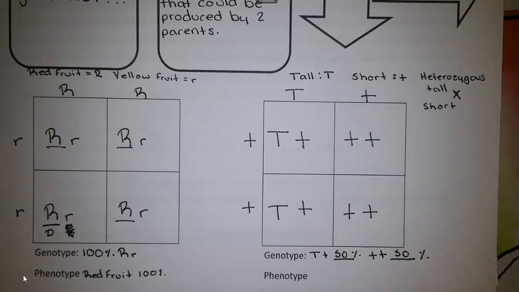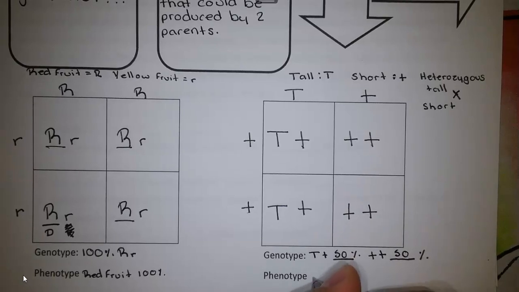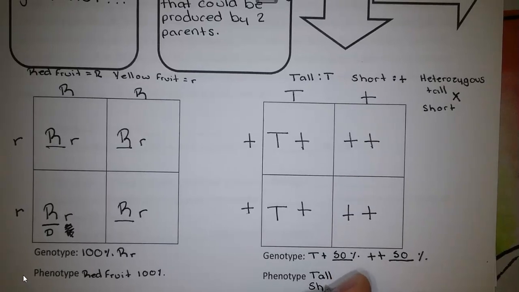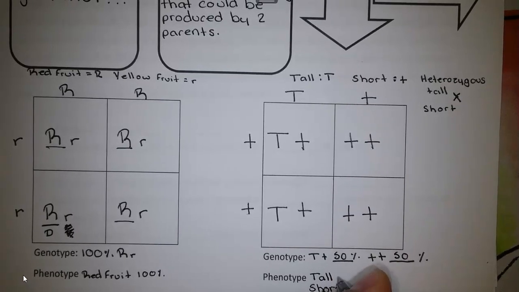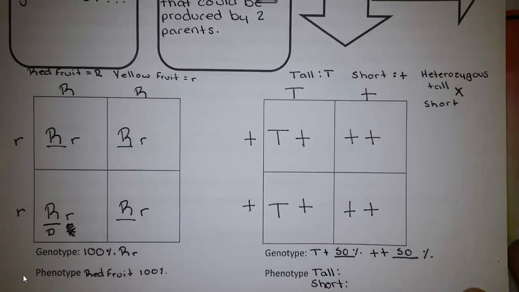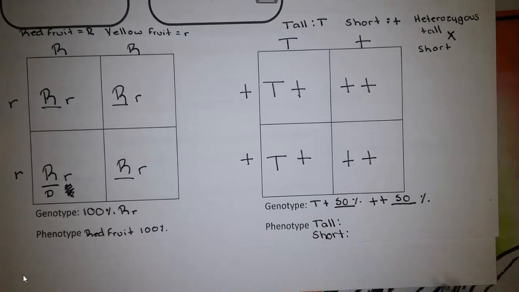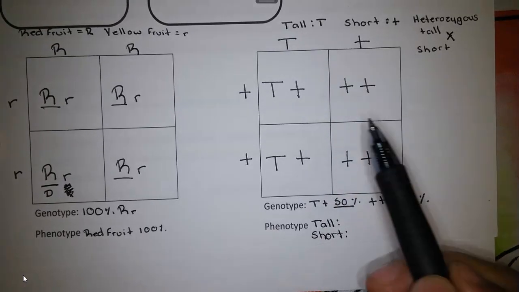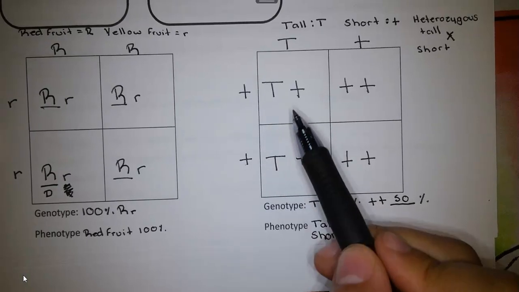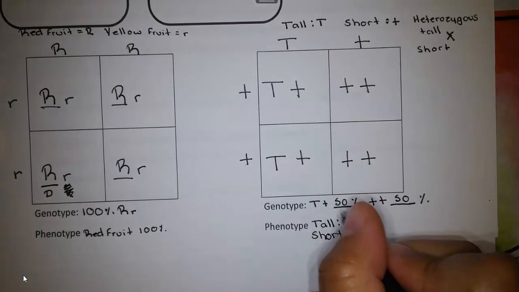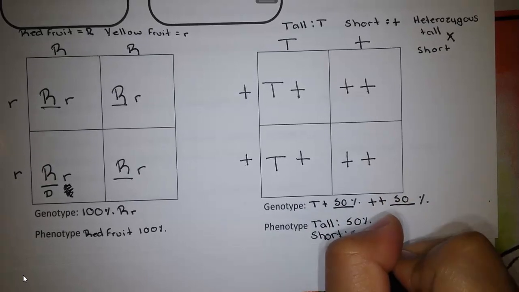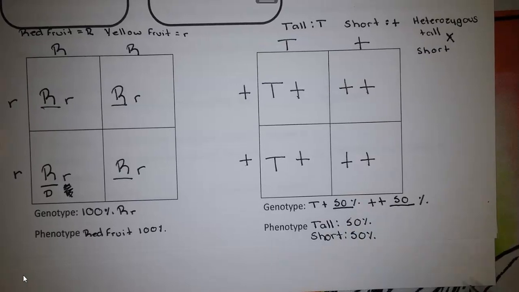For your phenotype, how they're going to look, it's either going to be a tall plant or a short plant. So I've got tall is dominant over short, capital T, so I've got 2 plants that are going to be tall. That is 50% are going to be tall, and 50% are going to be short.